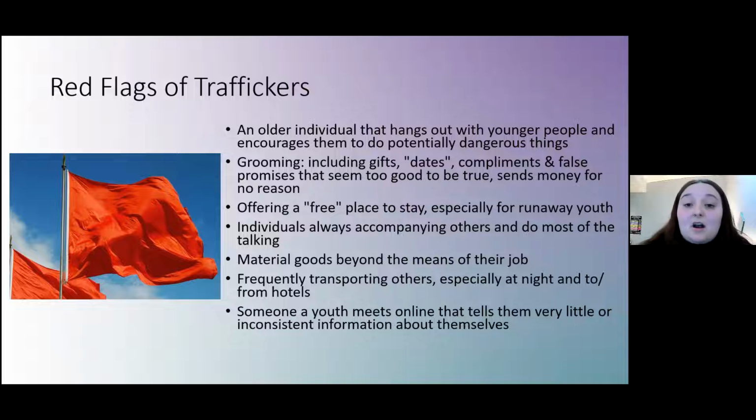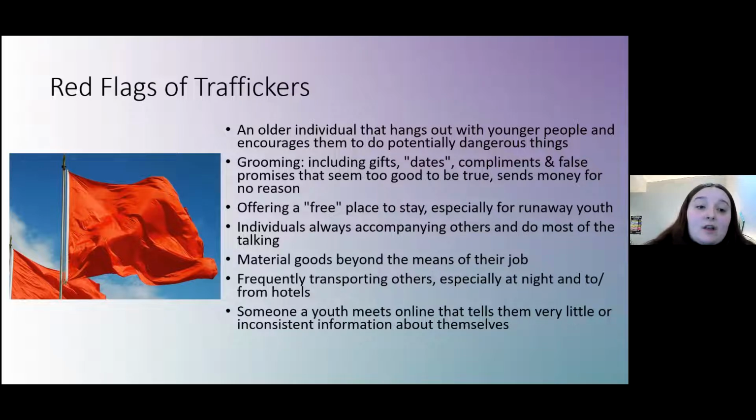They'll oftentimes offer a free place to stay, especially for runaway youth. They always accompany others and do most of the talking. We see this a lot at doctor's appointments and the hospital. Material goods beyond the means of their job. They frequently transport others, especially at night, to and from hotels. And there's someone a youth meets online that tells them very little or inconsistent information about themselves.